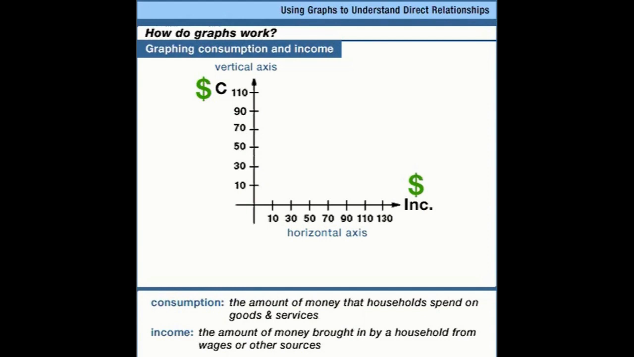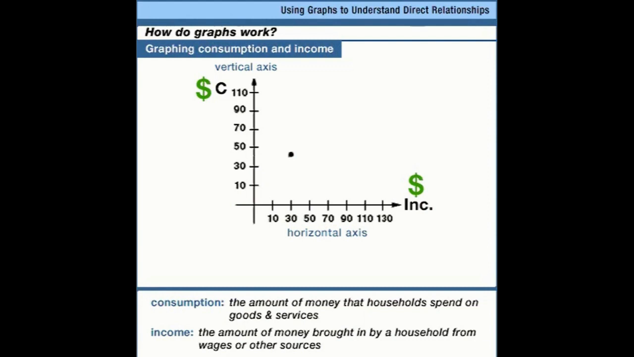Now you might ask, how can that happen? If their income is only $30,000, how could they spend $40,000? Well, perhaps they have other sources from which to get money. Perhaps they have savings that they can draw on, or perhaps they receive payments from the government or other sources of income. So if I know that a household that has a $30,000 annual income is spending $40,000 a year on consumption spending, I will go up to this point and put a dot where those two numbers come together.